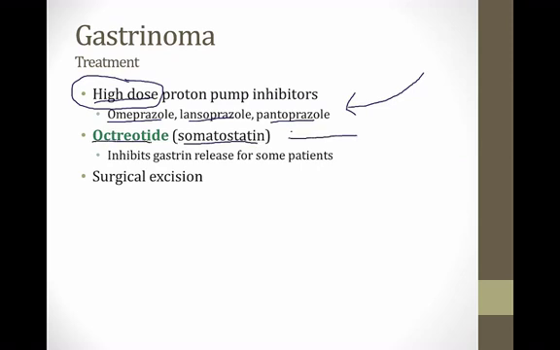We'll talk about somatostatin later in this module, but it is a GI hormone that shuts down release of many other GI hormones, including gastrin. And there is a synthetic version of somatostatin called octreotide that you can administer as a drug, and it will inhibit gastrin release for some patients. And then finally, you can surgically excise the tumor.